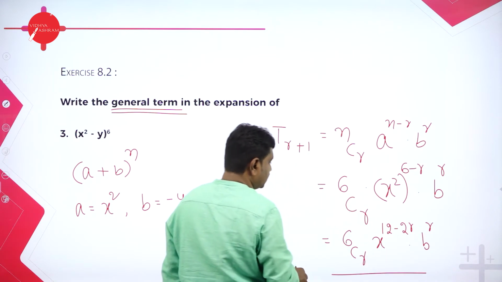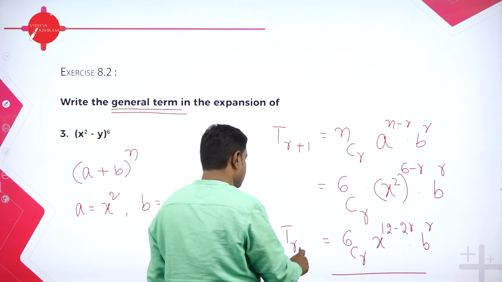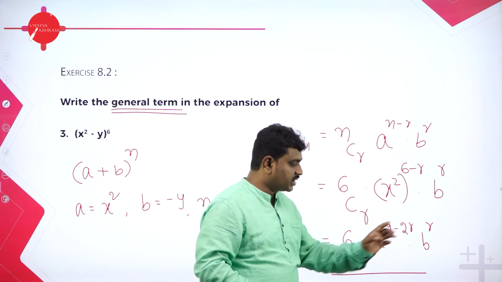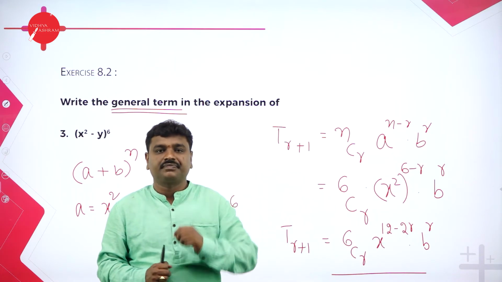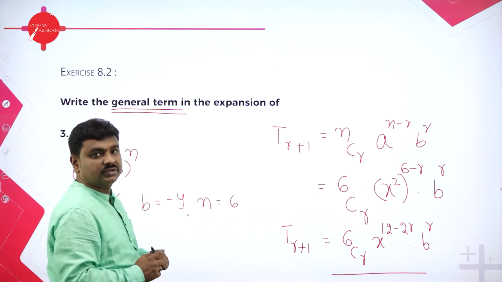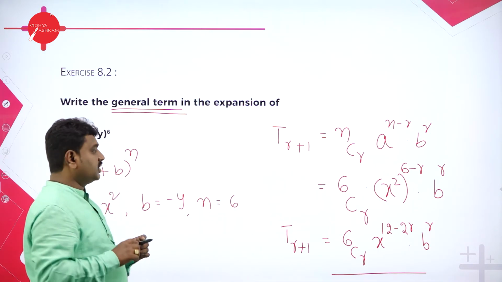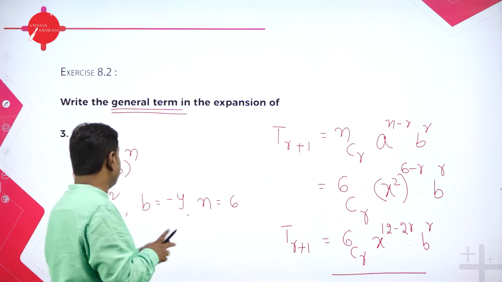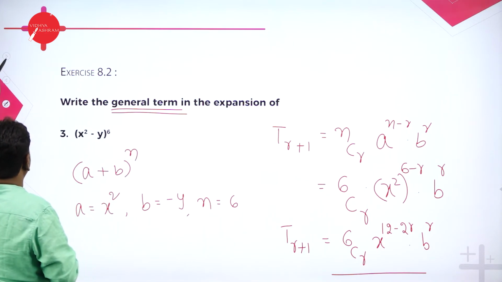So this is the general term. This is the value of what? T(r plus 1) is 6Cr x power 12 minus 2r into b power r. That's it. I hope all of you got this. They want the general term. If I want the fifth term, in the place of r put 4, like that. Any particular term you want, you can write. Next.